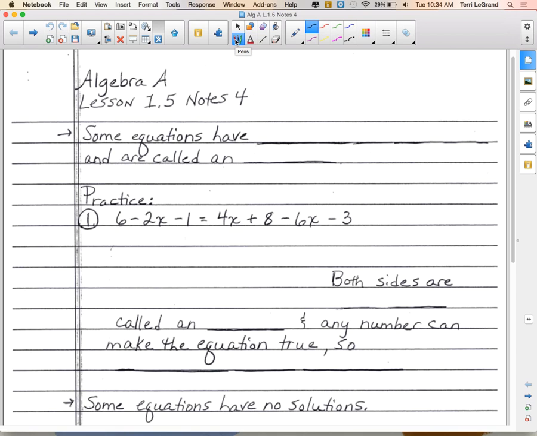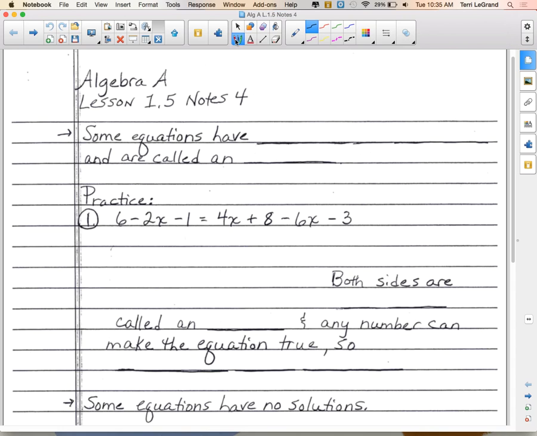Today's learning goal, even though we're still going to use all the other skills that we've learned in lesson 1.5. Our learning goal: I can simplify and solve equations.